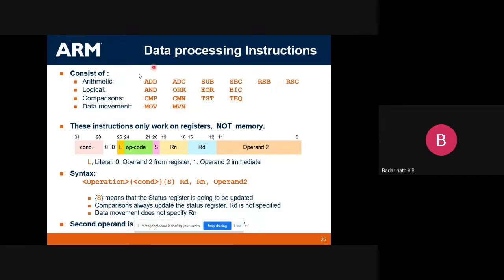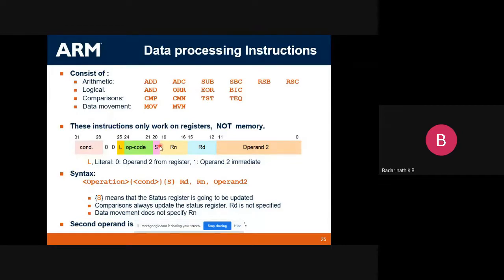So look at that, there are 16 combinations. Which combination this instruction represents depends upon the instruction you write. These 4 bits will be chosen by the assembler based on what instruction you are going to write. This is about the opcode.